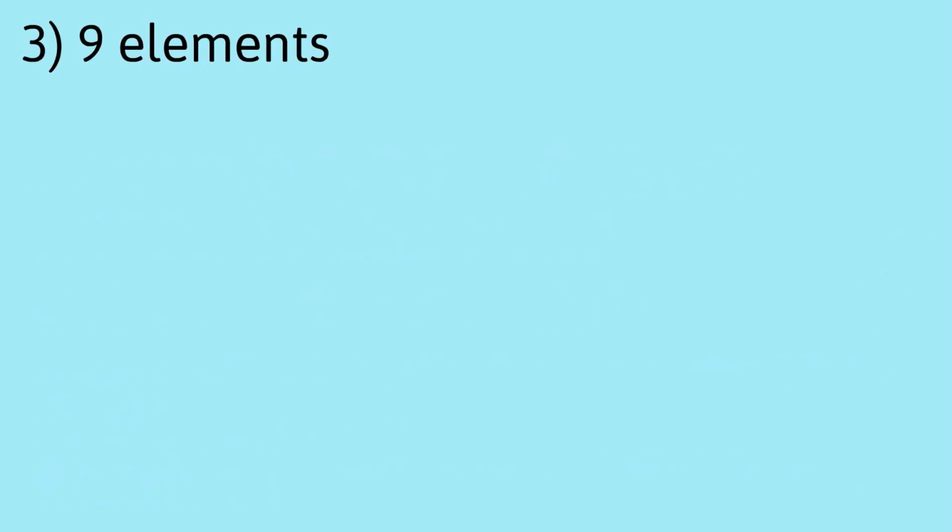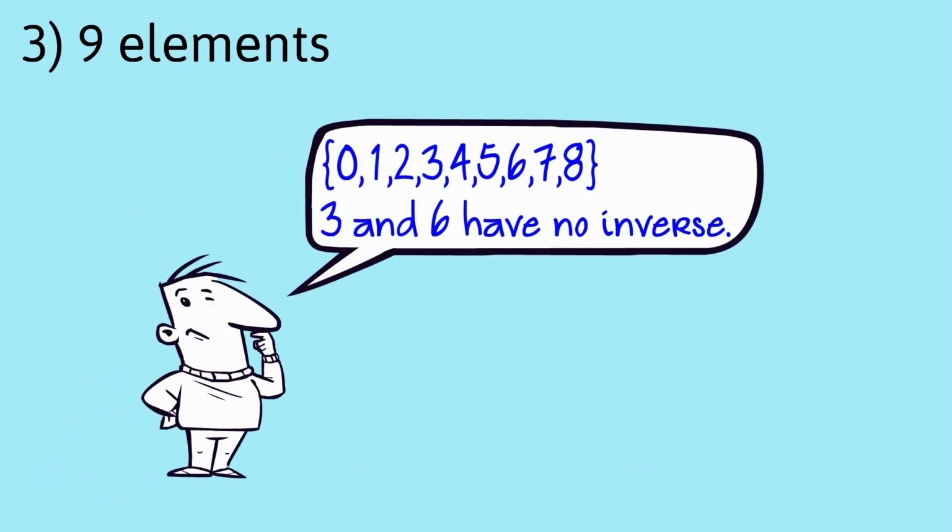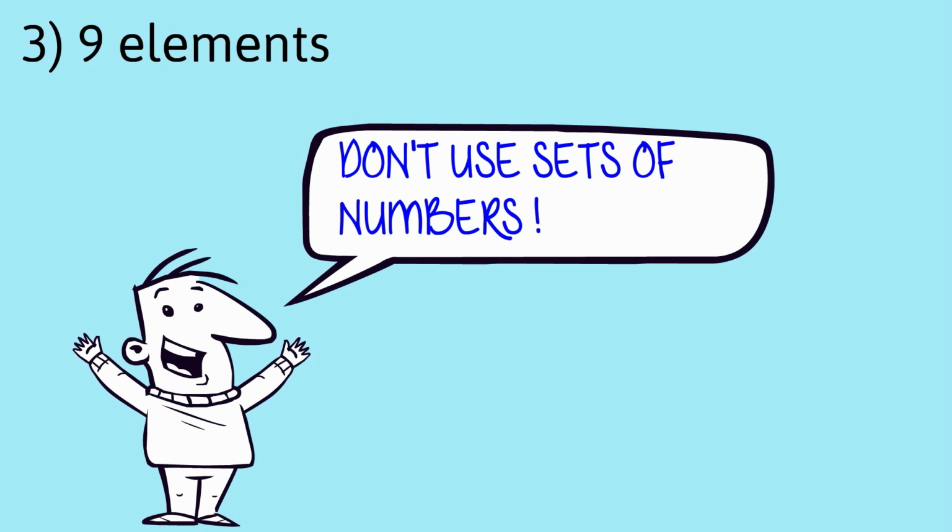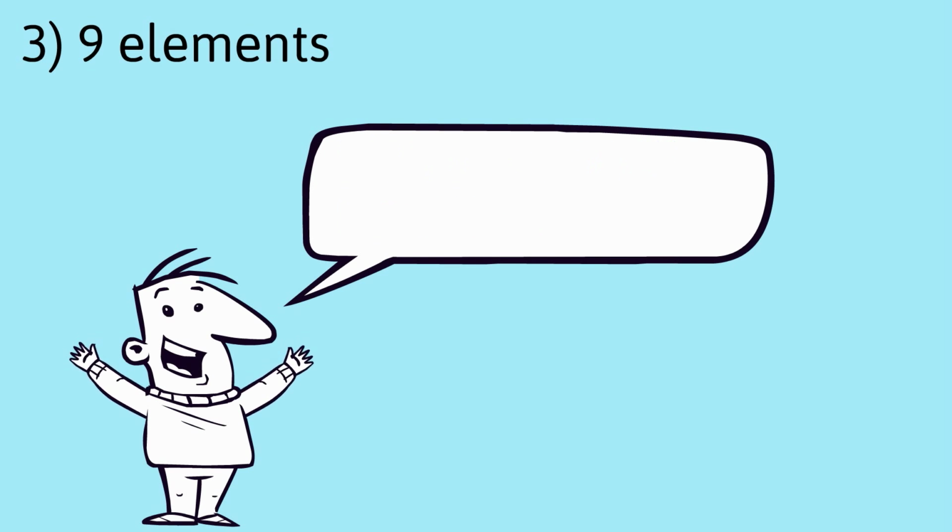So to question 3. Firstly, don't try to use the numbers 0 through to 8, because you'll have the same problem that we just saw. The numbers 3 and 6 won't have inverses. So here's a critical idea. What we need to do is move away from using sets of numbers. So there are 2 ways that I'm going to show you.